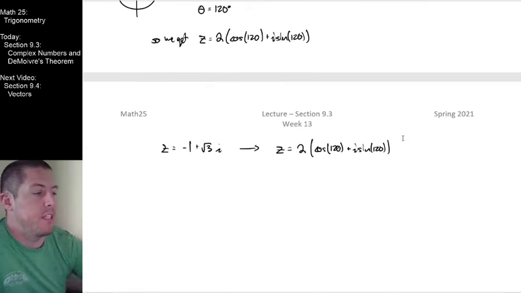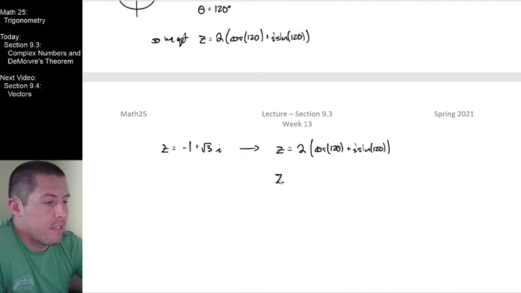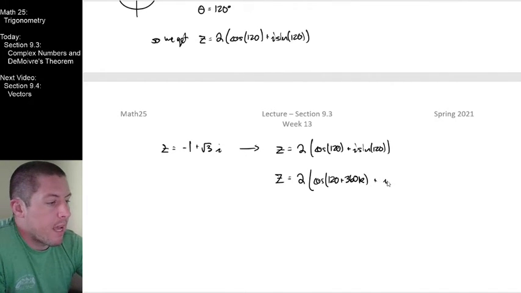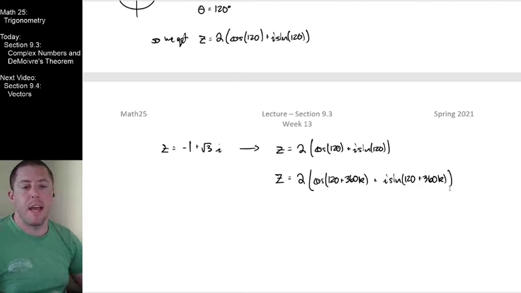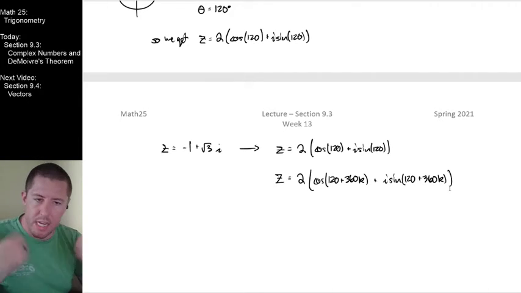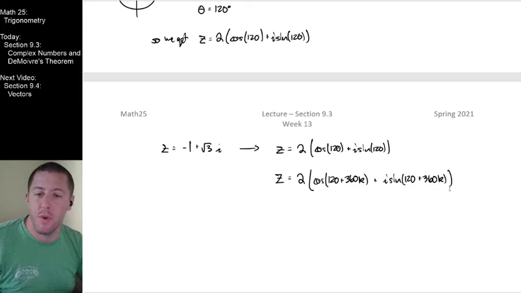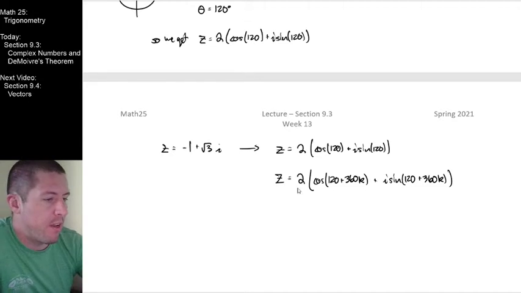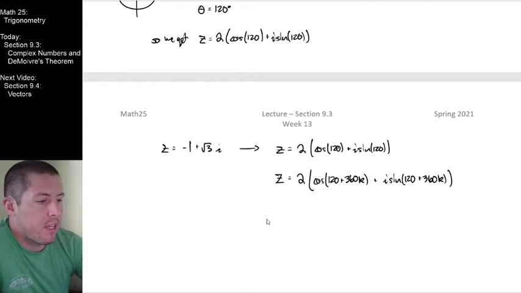And so what I'm even going to do right here is say, this is even going to be like 2 times cosine of 120 plus 360k plus i sine 120 plus 360k. And you guys know this to be true. This is literally just me saying, by the way, if the angle inside cosine and sine were 360 bigger, you'd get all the same numbers. We can add a whole extra revolution if we want. It's not affecting the values that we're getting out here. So now I can find the cube roots.